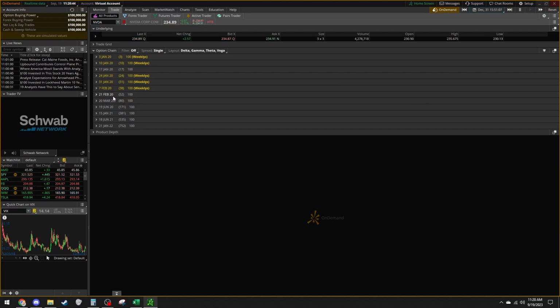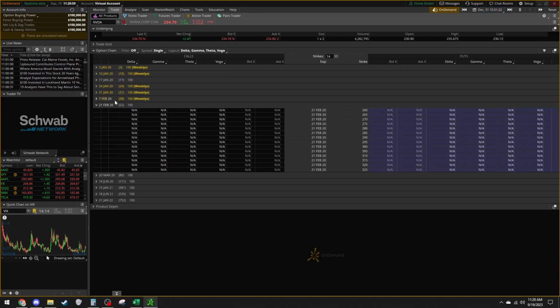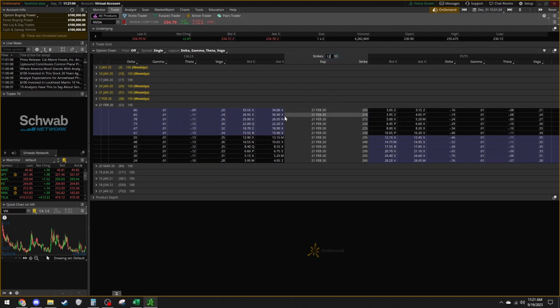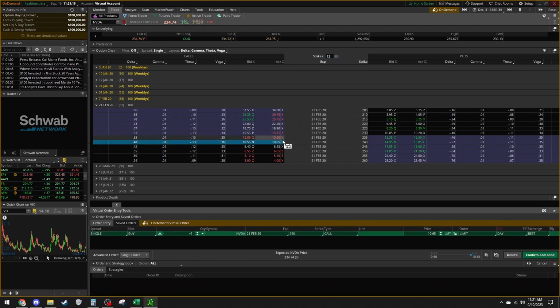So I'm going to select the option that has the closest DTE to 45. I don't use weeklies, so I'll just go to the nearest option, in this case, 52. It's going to adjust my strikes, and I'm going to pick the closest option to 45 delta. In this case, these two strikes are three away from 45, so I'll just go with the strike closer to the money.